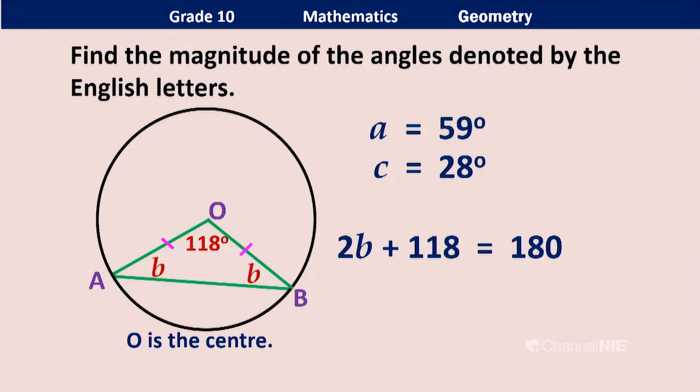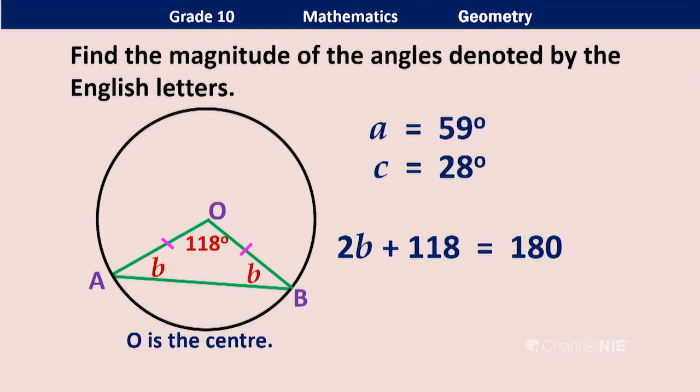B plus B plus 118 equals 180 degrees. So, B plus B becomes 2B. 2B plus 118 equals 180 degrees. Therefore, now we have constructed a simple equation. By solving this, we can get the value of B.